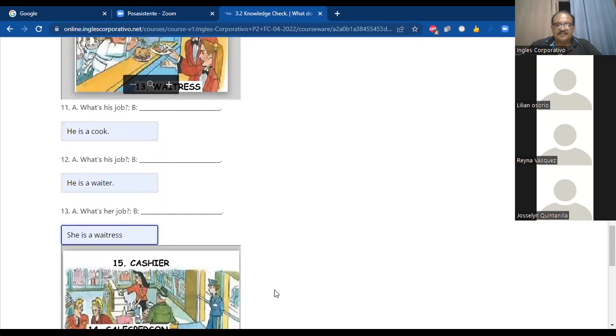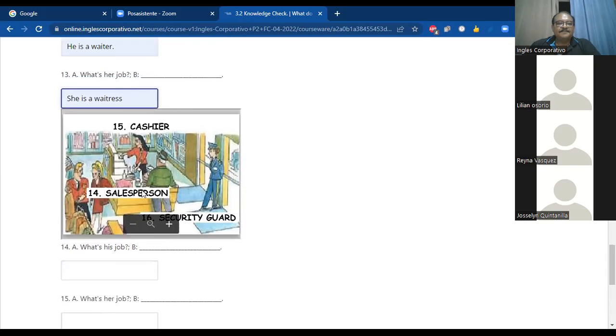She's a waitress. Sale un tres al final, teacher. Un tres, pero como un tres así como que lo dijera un gringo. Waitress. Una T, pero no muy pronunciada, así como waitress. Exactly, waitress.